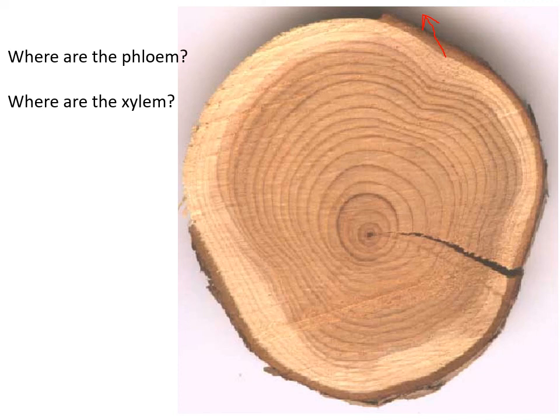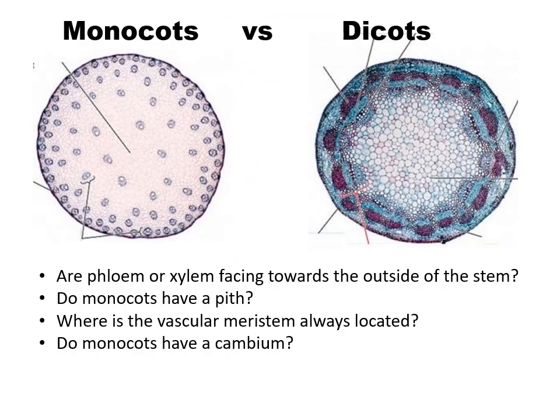So, anyways, summarizing monocots versus dicots, right? Phloem and xylem are always facing the outside in both. Do monocots have a pith? Not really, because the bundles are all over, whereas the dicots have a central pith. So monocots do not have a pith.